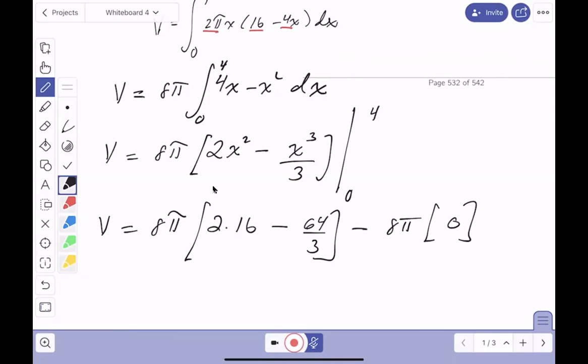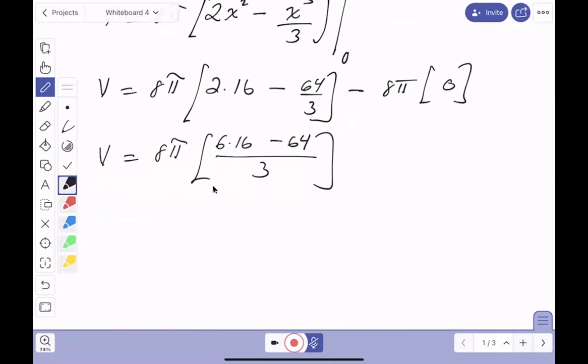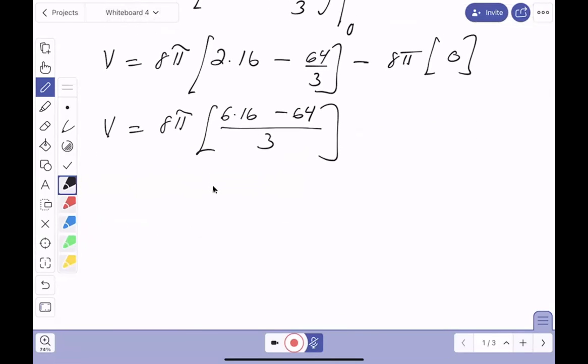Let's keep going because I want to see if I can match their answer. This is 8 pi, common denominator is 3. So what do you get? Well, you get 6 times 16 now, minus 64, all right? Now, if someone says the way you do arithmetic is really strange, it doesn't matter how I do arithmetic. We need to agree upon simple things. I'm actually going to factor out 16 from this problem, and a 3 from the bottom.